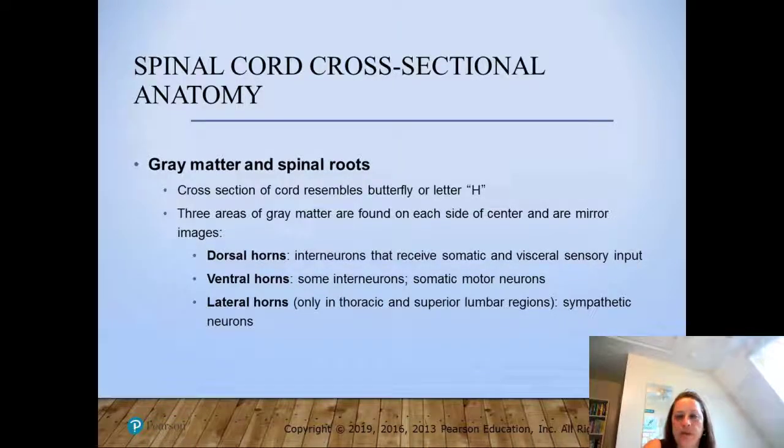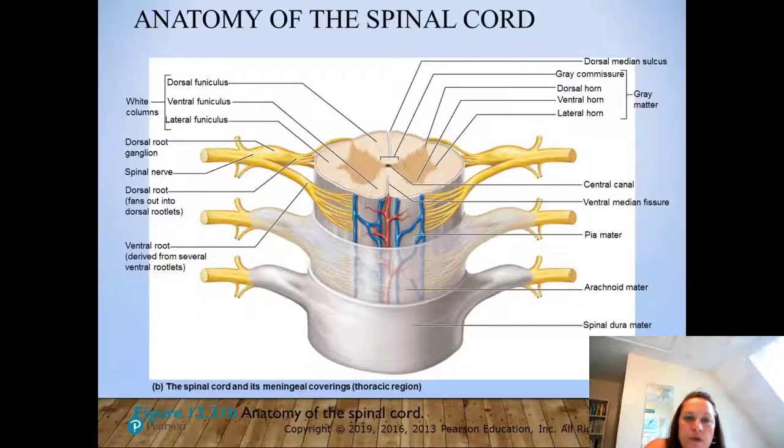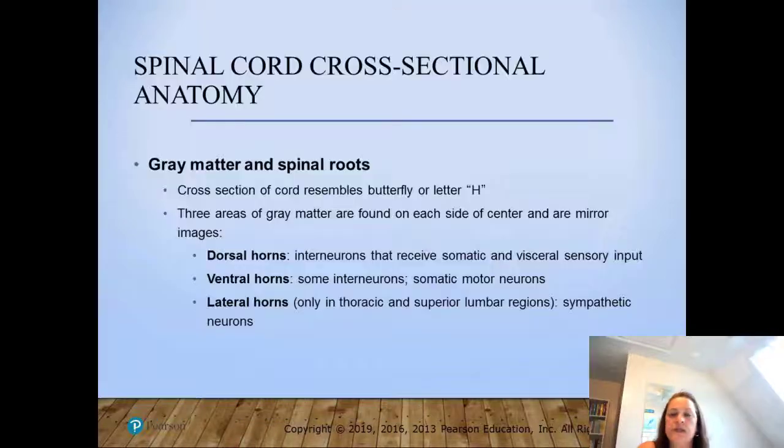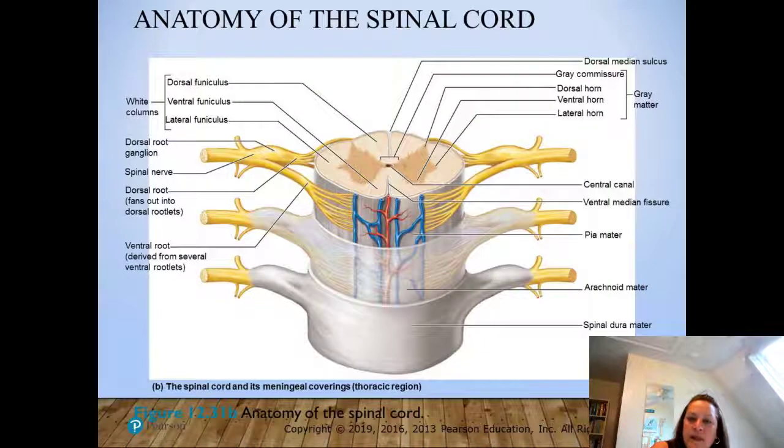So the gray matter, right? The dorsal horn, the ventral horn, and the lateral horn. So each of these regions are, remember, the cell bodies of the various CNS neurons. So the dorsal horns, right, most posterior, are somatic and visceral sensory input. The ventral horn, right, somatic motor output. The lateral horn are going to be sympathetic neurons. So we have a sensory input, motor output, and sympathetic, all in that little triangle there.